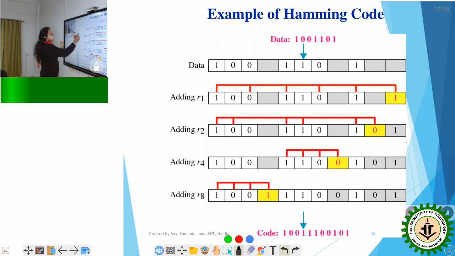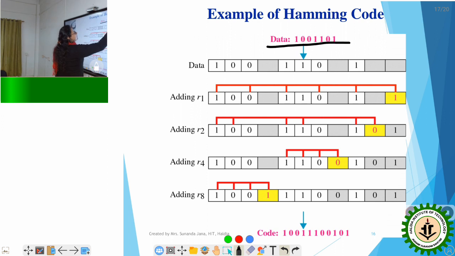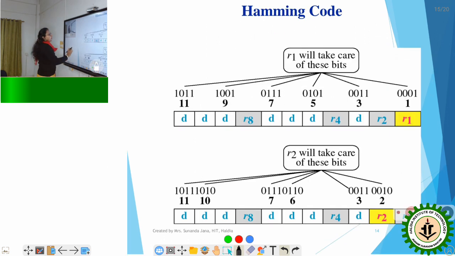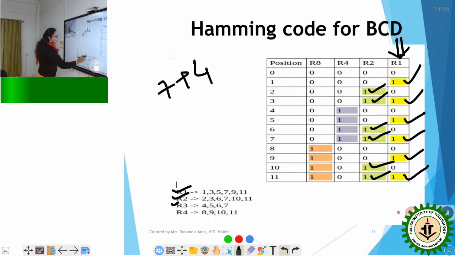Okay, so this is my data. Suppose consider that it is 1001101. As I have already told, we will put R1 in the first position. Now, how will we calculate the value of R1? We already know which positions we have to consider for calculating R1. That is 1, 3, 5, 7, 9, 11.